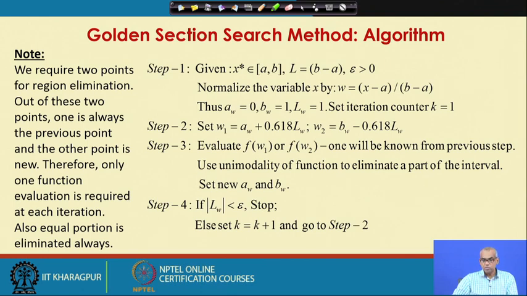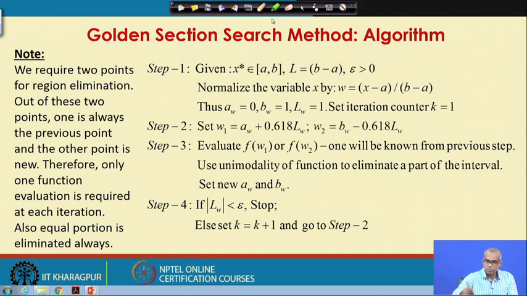Let us look at the algorithm. We know that the minimum is bracketed between a and b. Set length L equal to b minus a, and define a small tolerance value epsilon. Let us first normalize the variable x, so that x varies from 0 to 1 and the length of the interval is 1 minus 0 equal to 1.